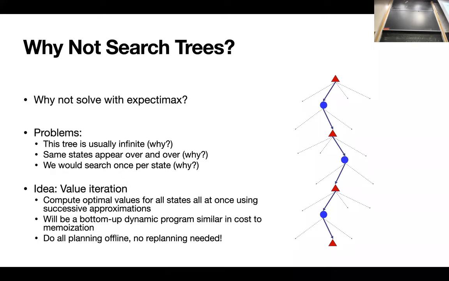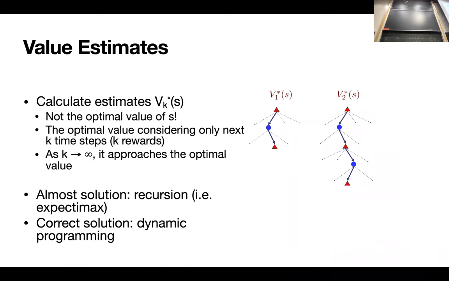So the idea that comes here is value iteration, where we compute the optimal values for all the states at once. We don't go down the tree one branch at a time. We update all the states, all the values, at once. This is a bottom-up dynamic programming approach. It's like we start from the bottom of the tree and go up. Let's see how that works.